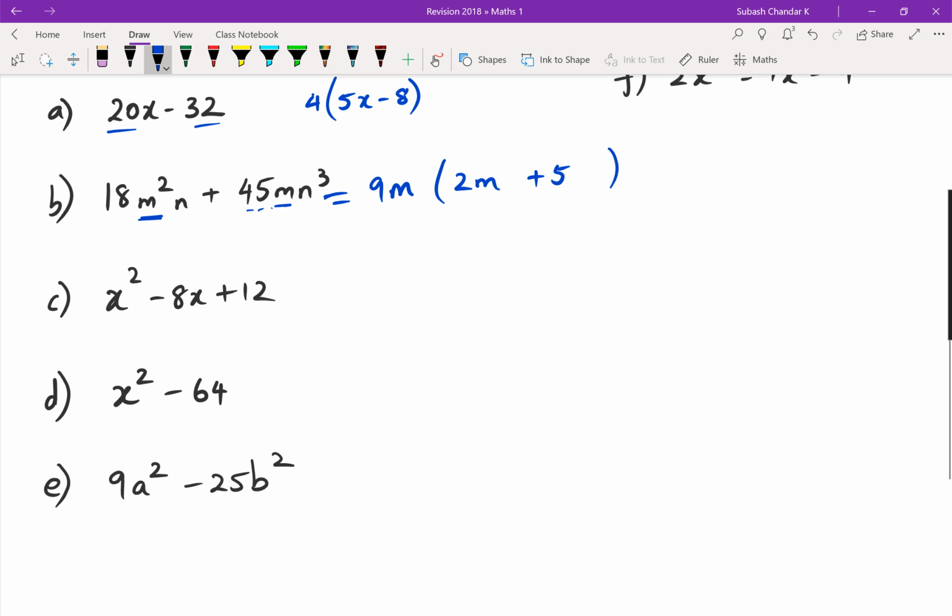Does that make sense? Because if I do 9m times 2m, I should get 18m squared. But if I do 9m times 5, I should get 45m. Then I look at what n is. See, n, there's only one n in the first term, but there's 3 of them. So I'm going to leave n outside and n squared in the final term there.